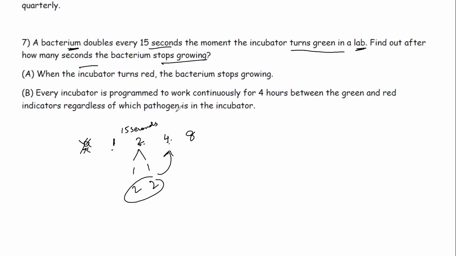So what are they asking? Find out after how many seconds the bacterium stops growing. So we're not supposed to calculate the number of bacteria after n number of hours or seconds. They're just asking after how many seconds the bacterium stops growing. So we look at the first statement. When the incubator turns red, the bacterium stops growing, right? We have to find out how many seconds. All right. So A doesn't give us the answer. D doesn't give us either. So B, C, or E.